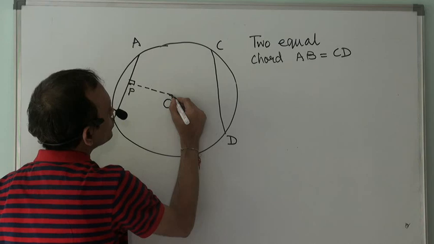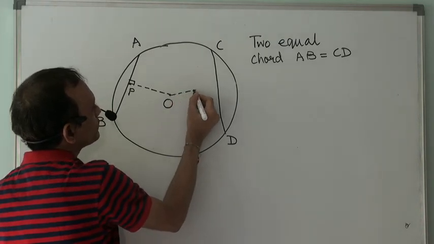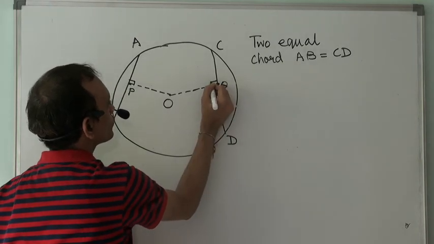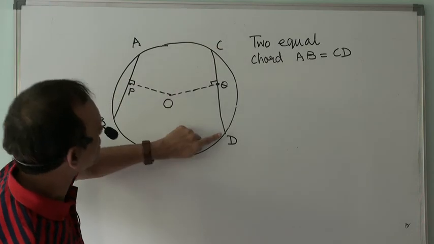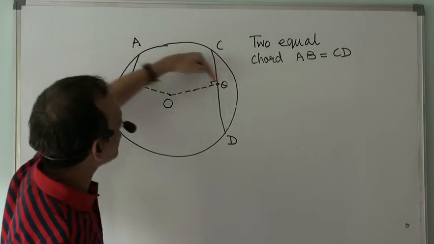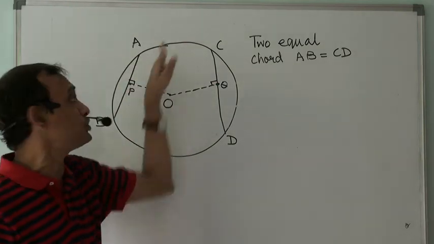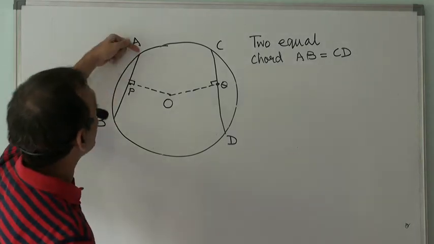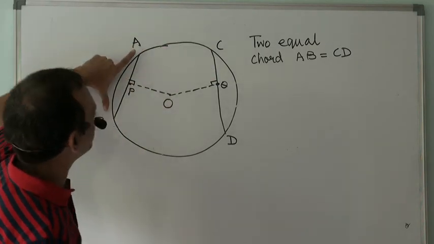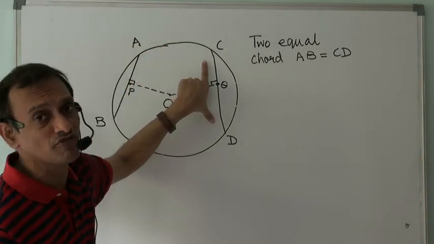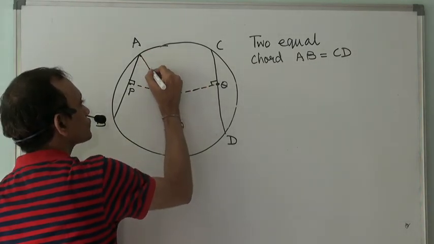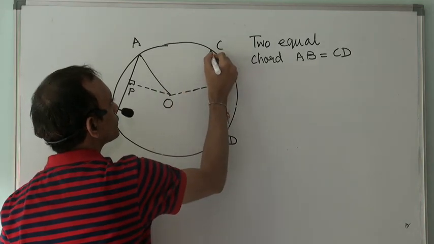Also, if I draw a perpendicular from O onto CD, say OQ, then this Q must be the midpoint of CD. The perpendicular from the center to a chord must bisect the chord. So P and Q are not just the feet of the perpendiculars from O onto the two respective chords, but they are also the bisectors of AB and CD. So OP and OQ are respectively perpendicular bisectors of AB and CD. Now let me join these two.